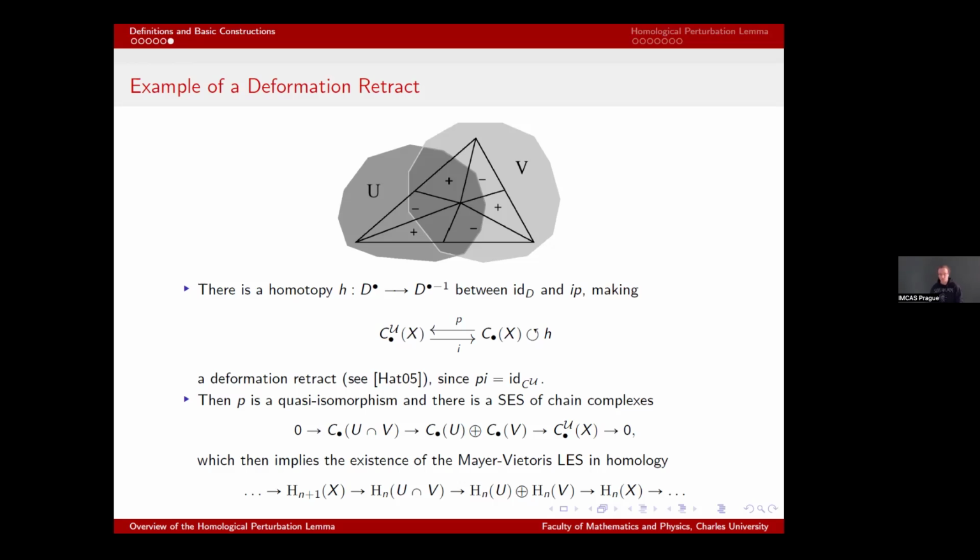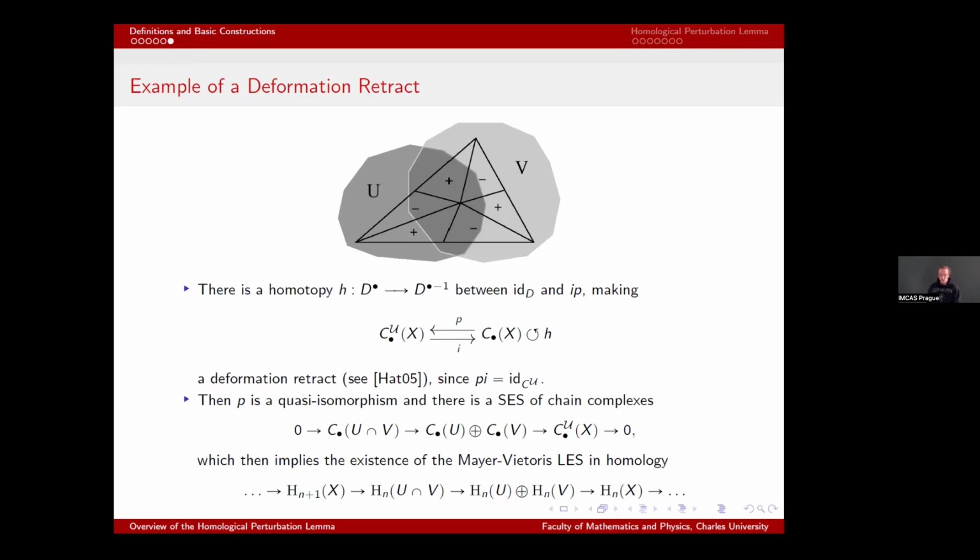Okay, so it is easy to see that if I go this way and then this way, starting with a simplex which is contained in either U or V, then I don't need to subdivide it into smaller pieces in order to land back in here. So this map post-composed with this map is the identity on this chain complex.